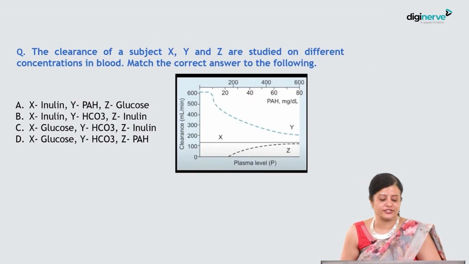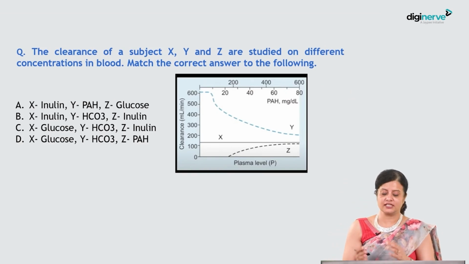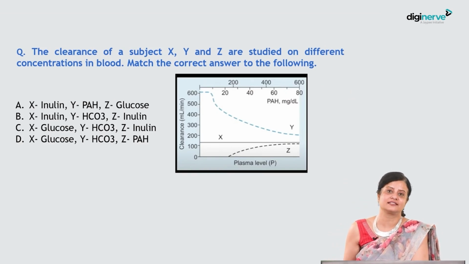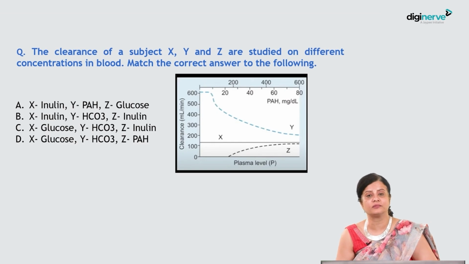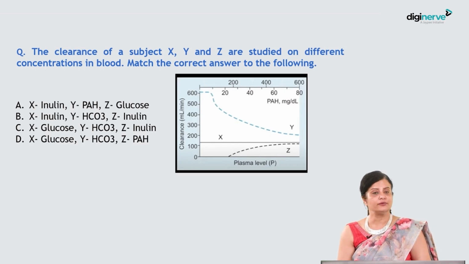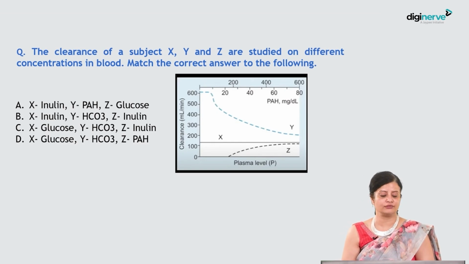Coming to our next question, this is a very interesting question, and this diagram is as it is there in our Review of Medical Physiology by Ganong. So you can read more about it from there. Well, I will try to make it a little simple for you. The clearance of subjects X, Y and Z are studied at different concentrations in blood. Match the correct answer to the following.